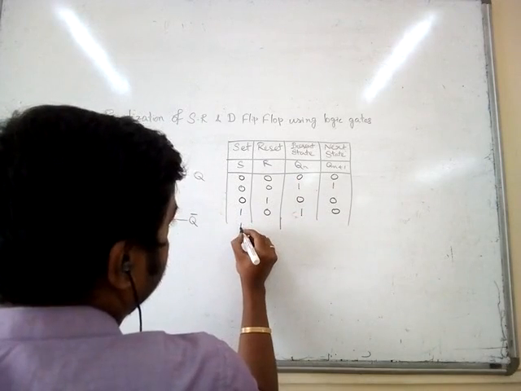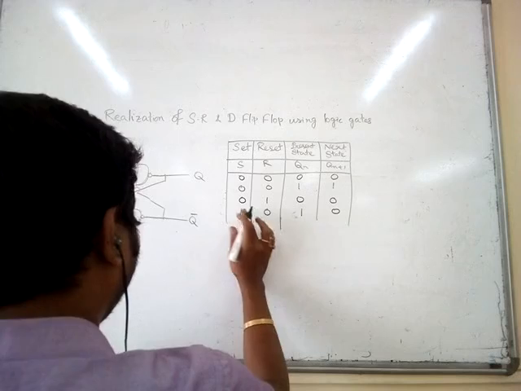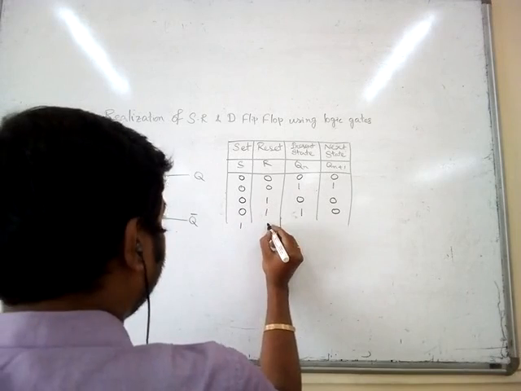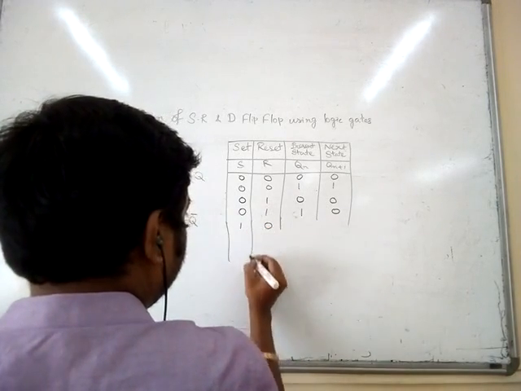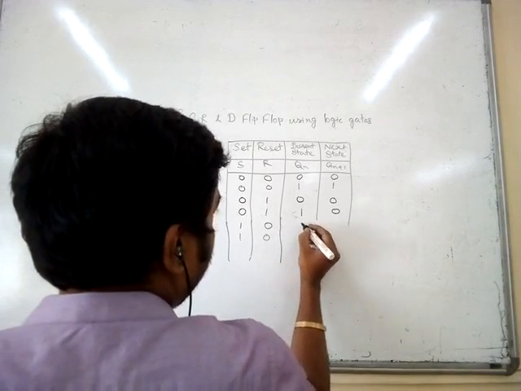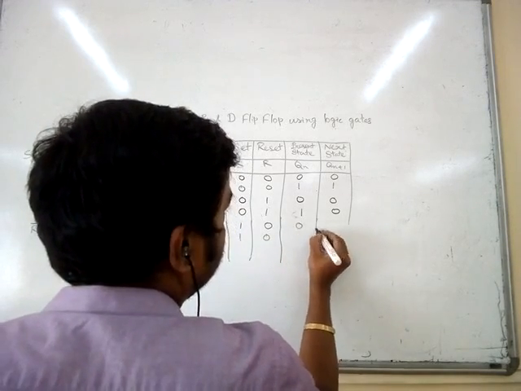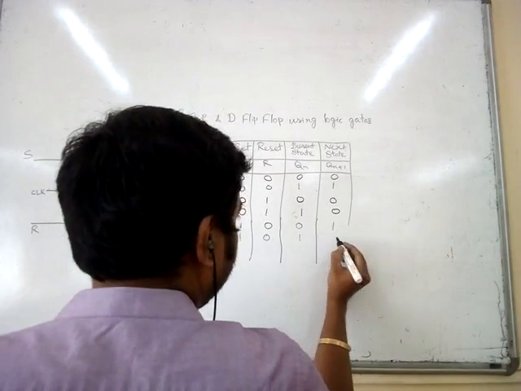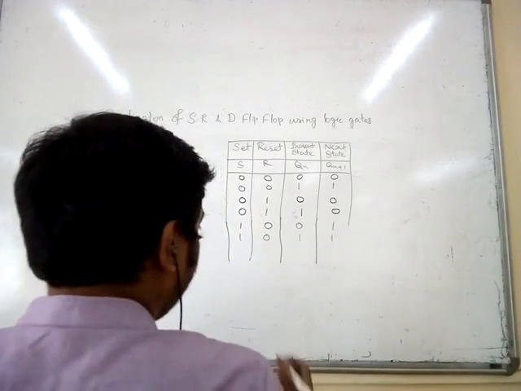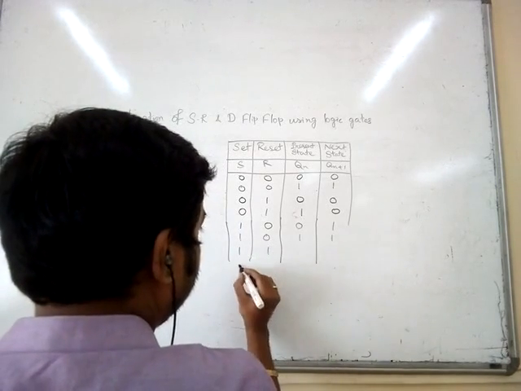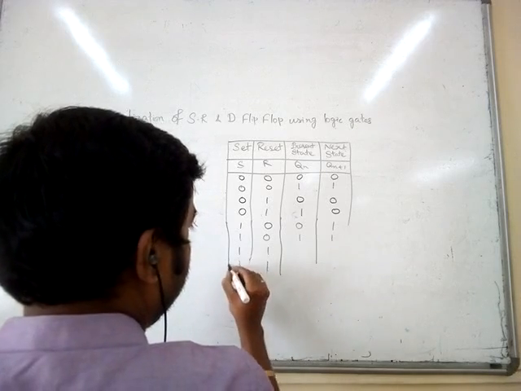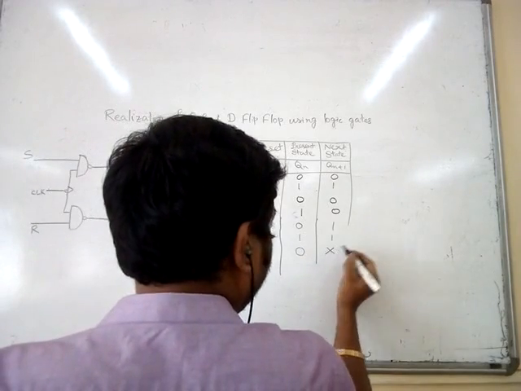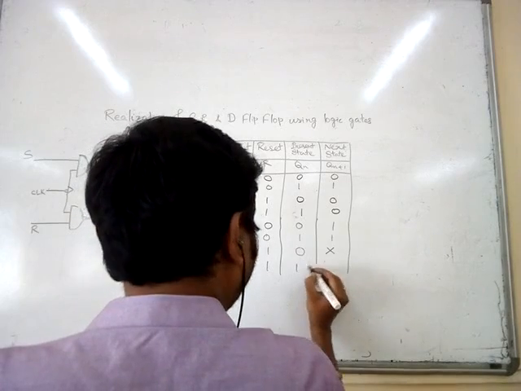Next combination, this 0, 1. Next 1, 0. If the present state is 0, for the set it will be 1. If the present state is 1, it remains same. Next for the 1, 1 condition, if the present state is 0, next state don't care, and for 1 it also don't care.